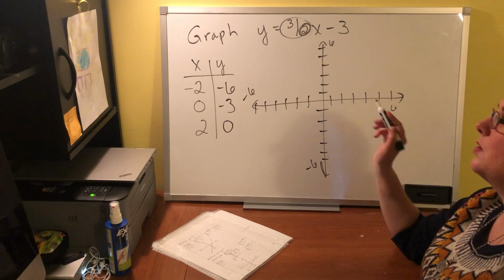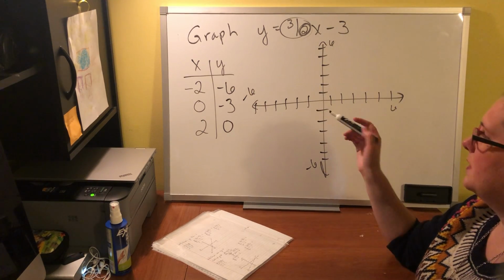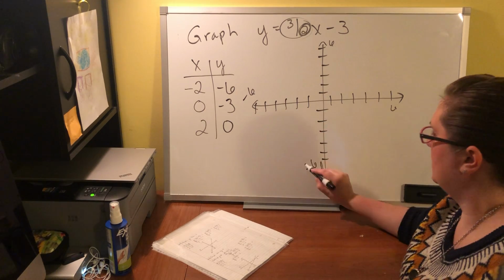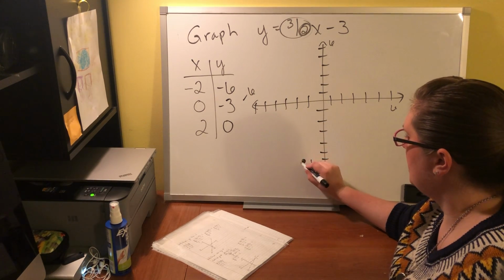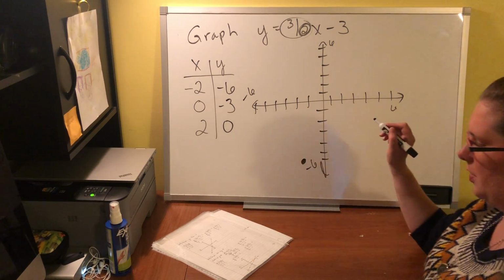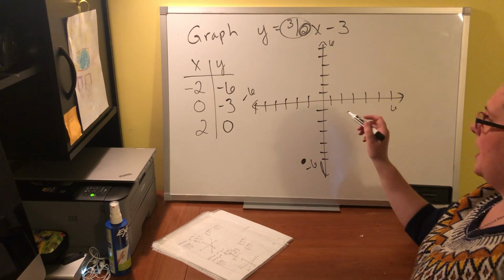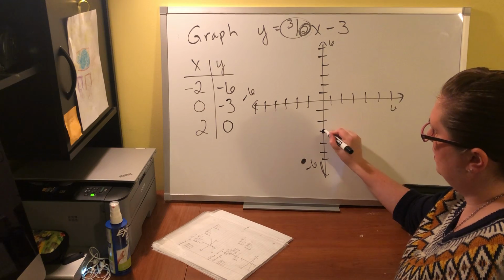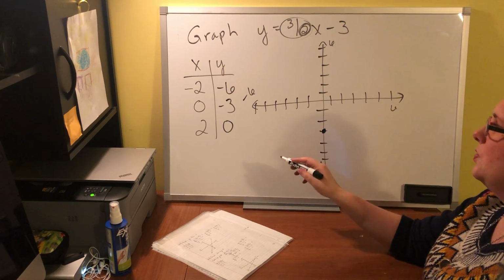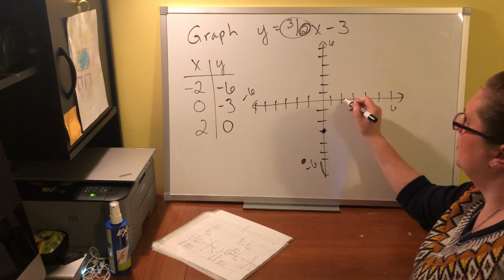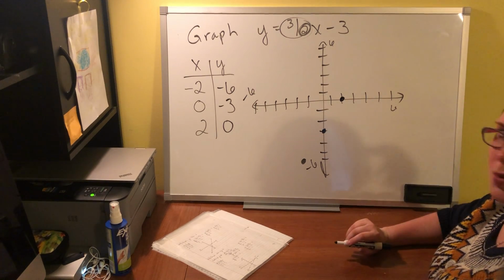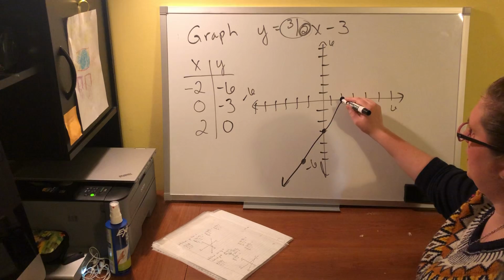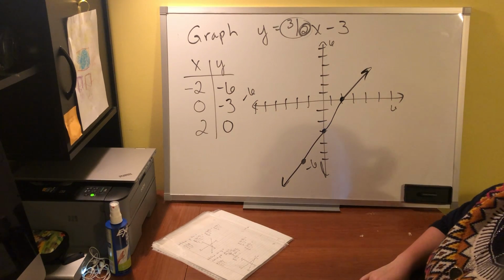test. All right, so let's go ahead and graph -2, -6. The -2 is telling us to go to the left 2, and it's telling us to go down -6. There's our first point for the graph. Next we have 0, -3. So we're going right and left 0. We're going down -3. There's our second point. And 2, 0 is telling us to go to the right 2 and up 0. So there's our third point. So once again, connect the dots, extend your lines, add your arrows.